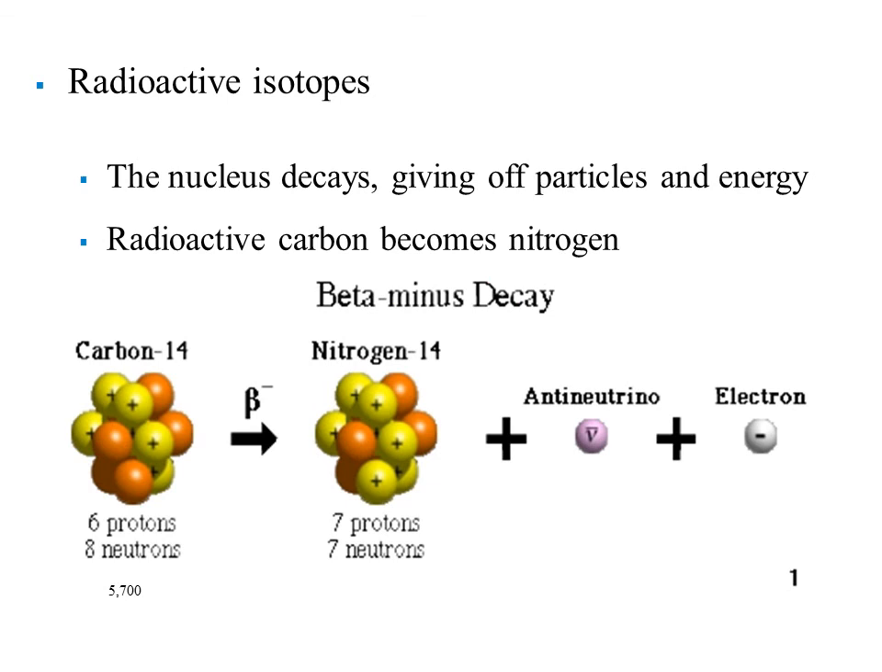So here's an example of a radioactive isotope. This shows the decay, the ejection of radioactive particles. So the nucleus decays, giving off particles and energy. The example is radioactive carbon becoming nitrogen.